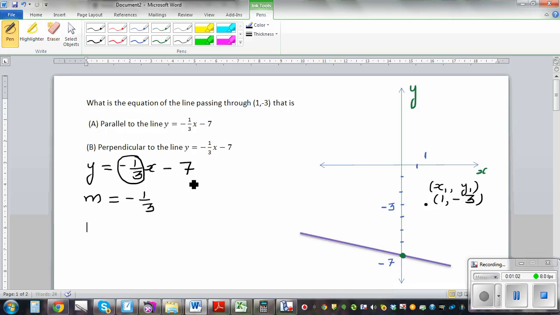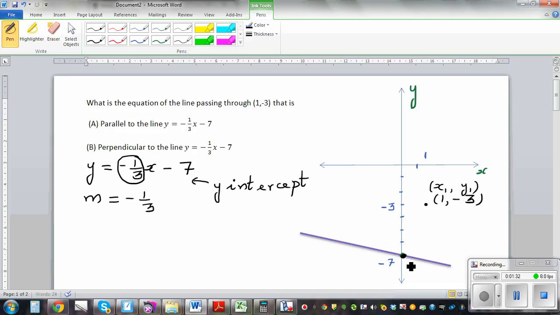And this is the y-intercept. This number is the y-intercept, or that's where the graph cuts the y-axis. So these two numbers express two different things. This number without the x tells you the y-intercept. That's why I drew the line through negative 7 on the y-axis. And this negative gradient tells me that from left to right it has to go down.